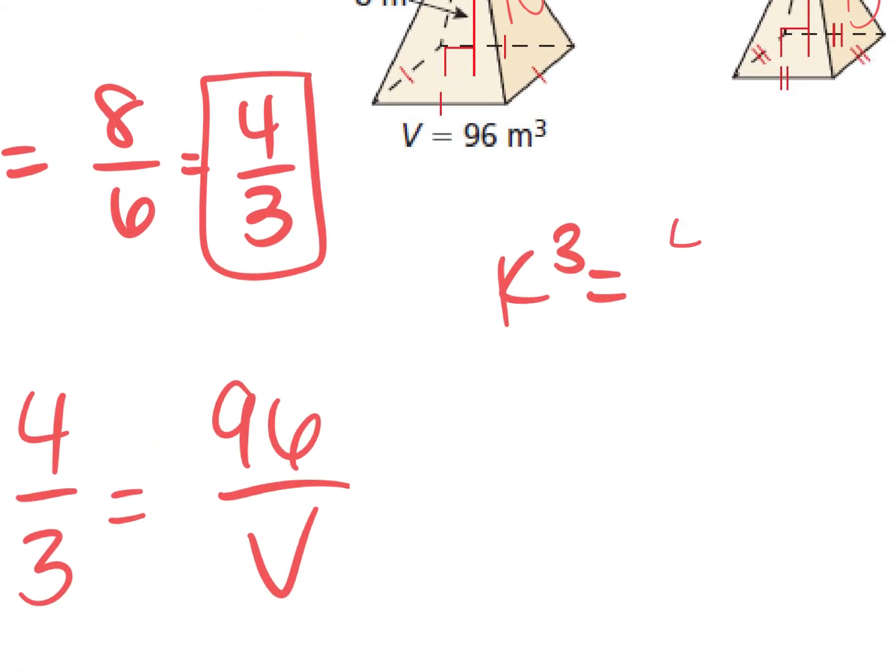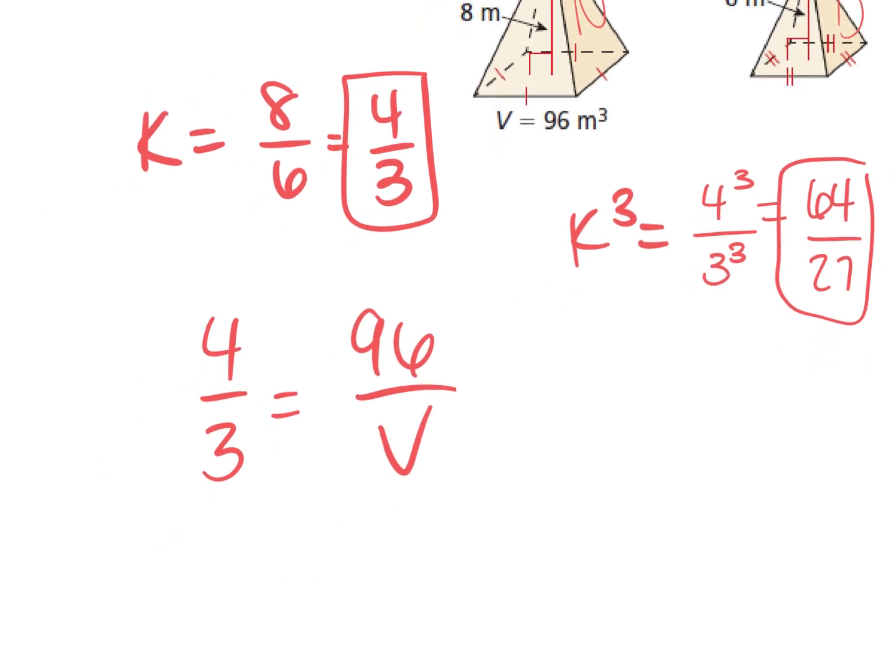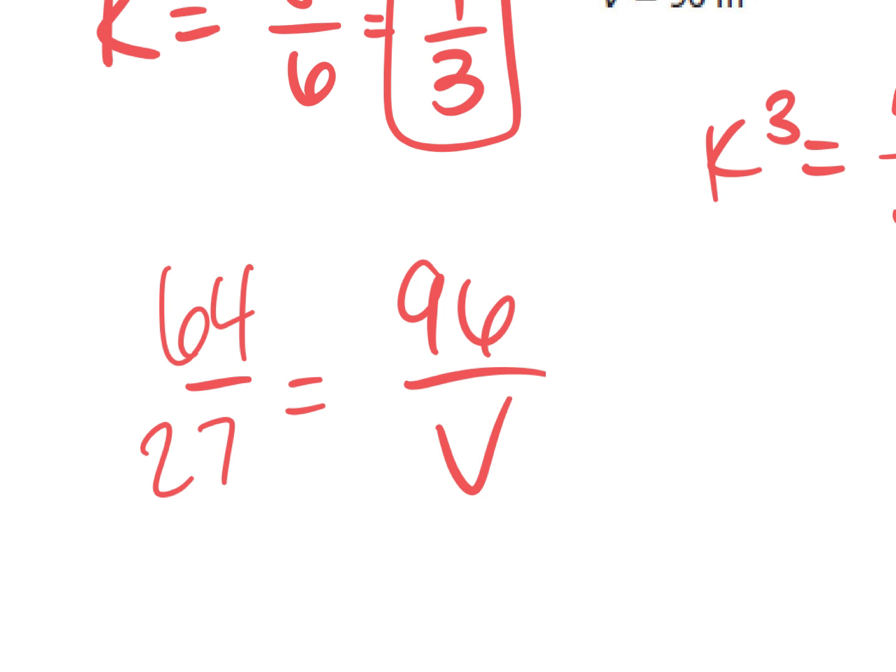What is 4 cubed? 64. What is 3 cubed? 27. So our new ratio is not 4 over 3, it's 64 over 27. So we put 64 in the numerator, we put 27 in the denominator. All right, who remembers how to solve this?